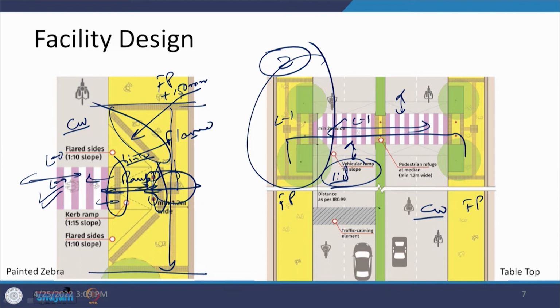And there is an element which is being placed here, which is a traffic calming element. When we say traffic calming element, here we are more interested to reduce the speed of the vehicles which are coming, so that when they come in this area and the pedestrians are crossing, that interaction should not be too hazardous here.